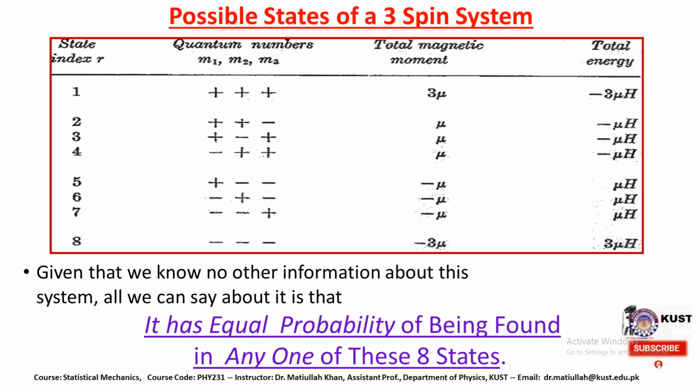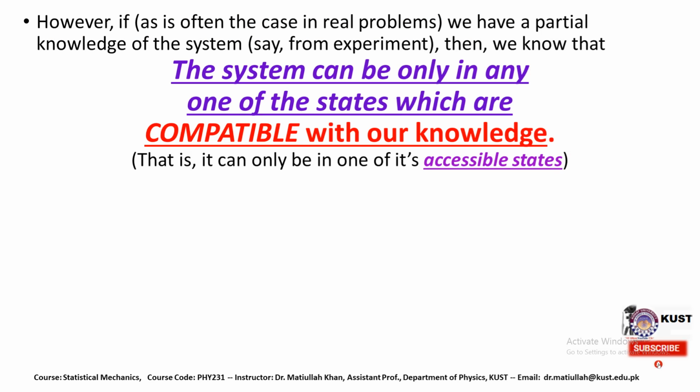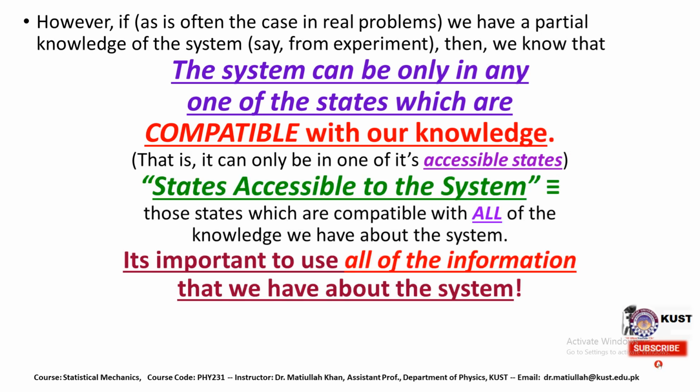Statistically, for three particular configurations, it has equal probability of being found in any one of these 8 states. Often we have only partial knowledge of these systems, so the system can only be in any one of its accessible states that is compatible with our knowledge.